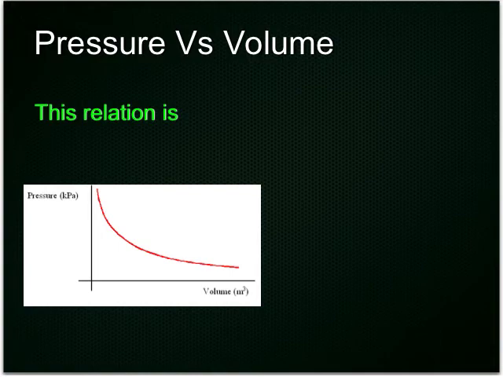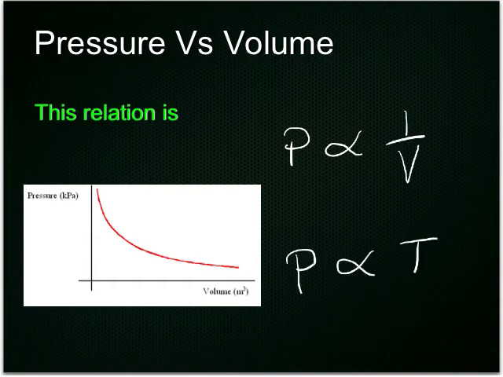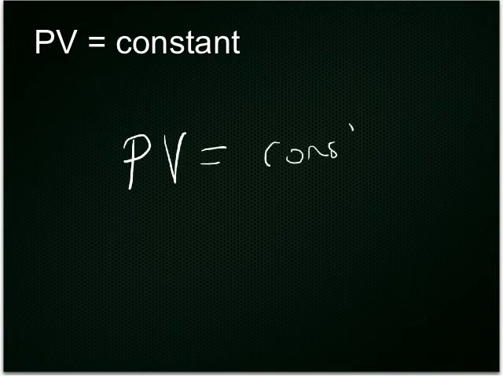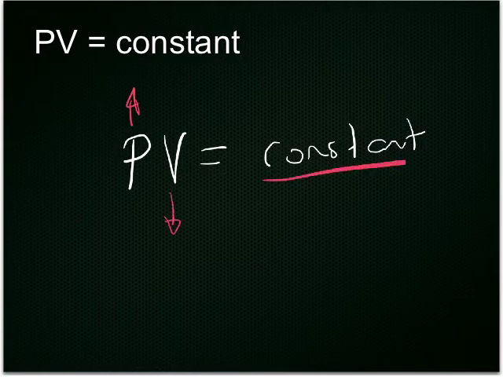The relation of this one is inverse, so pressure is proportional to 1 over the volume. And before we saw that pressure is actually proportional to temperature, so as you raise the temperature, then the pressure will rise. And what we can say is that pressure times volume is actually constant. In other words, if you increase the pressure, you decrease the volume, because when you multiply them, you want to keep it constant.